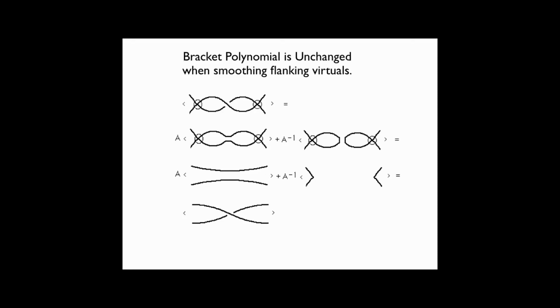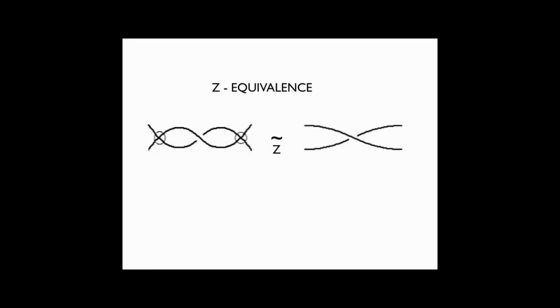So the two flanking virtual crossings disappeared, and I found out that if I have a crossing flanked by virtual crossings and I'm calculating the bracket for this virtual knot, I get the same result as if I had smoothed them out, removed them, in that way that you see. And I'll call this equivalence Z equivalence, just for want of a name for it. So Z equivalent knots have the same bracket polynomial.